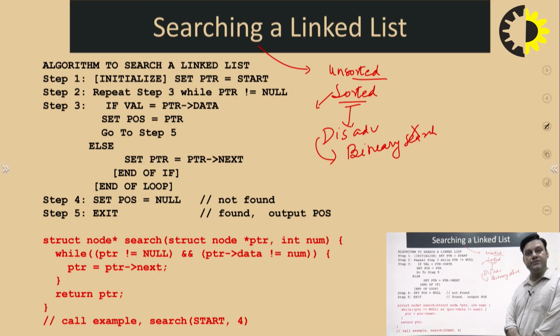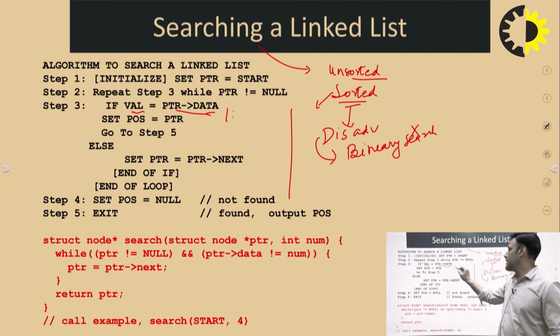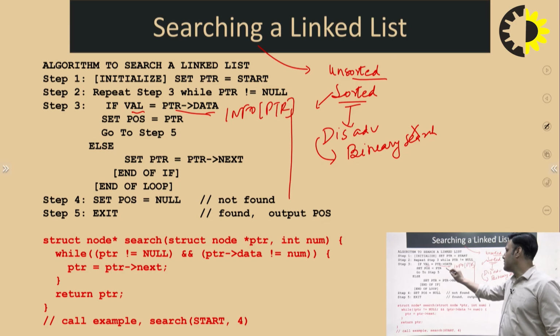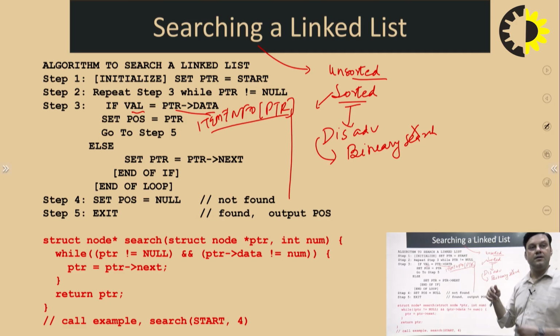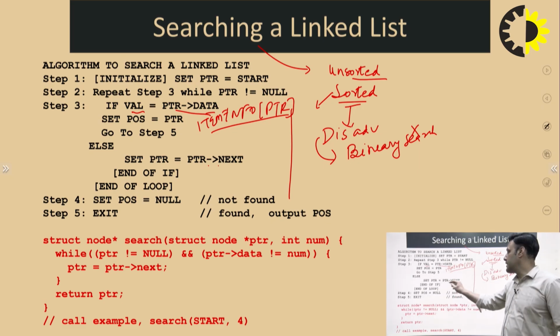Unless the element is found, we will keep on tracking until ptr is not equal to null. This is the only way. So this is how we simply search a value. If we get the value in the data part, or we can write it as info of ptr, if the item we are going to find is equal to info of ptr, then it's okay. Otherwise, we will move to the next node, and so on: ptr is equal to ptr next, like this.